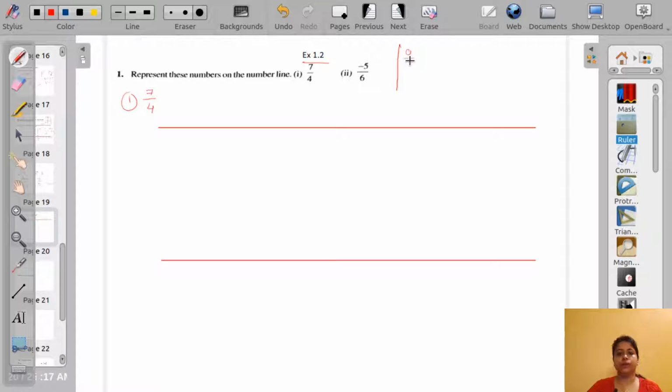Okay, so 0 by 4, it is obviously 0. Now 1 by 4, no. 2 by 4, no, we can't convert this into a whole number or integer. 3 by 4, no. 4 by 4, yes, it is equal to 1. And we have not got our desired number 7 by 4. So let us continue with 5 by 4, no. 6 by 4, no. 7 by 4, it is in the question only. 8 by 4 is 2. That means our number lies between 0 and 2.